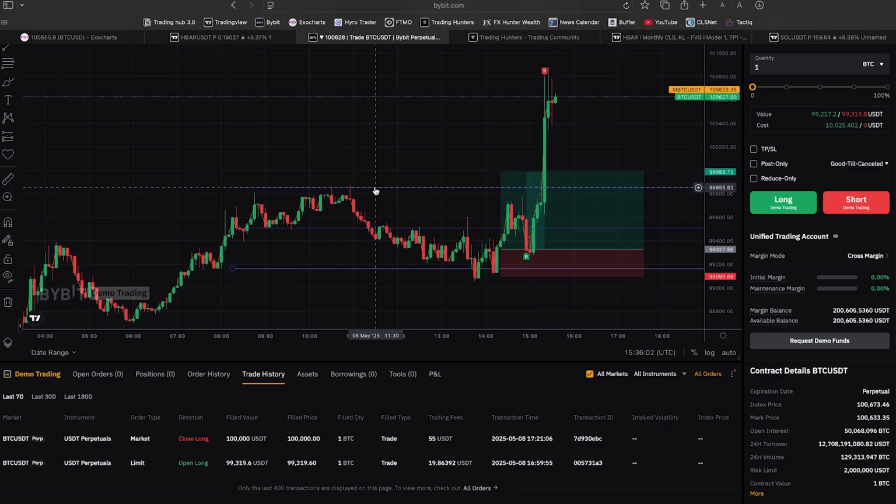And yeah, so let's check the other ones. Nice price action. Yeah, trader, it's a nice price action today.